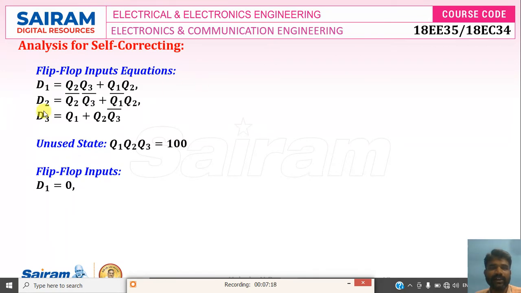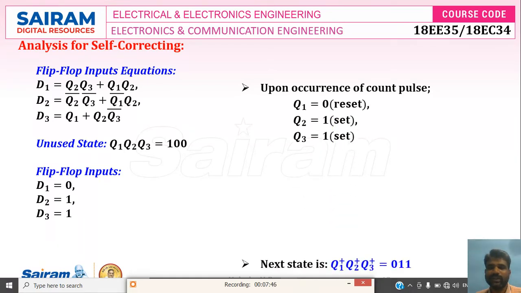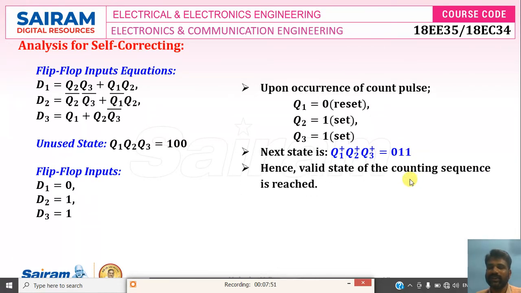And second D2, Q2 bar, Q3 bar. So Q2 is 0, Q3 is 0. So its complement is 1, 1. So D2 is 1. And next one, since Q1 is equal to 1, so D3 is also 1. Again, once the count pulse occurs, Q1 is 0 because D1 is 0 and Q2 is 1, D3 is 1. So the next state is 0, 1, 1. Again, this is also a valid counting sequence.